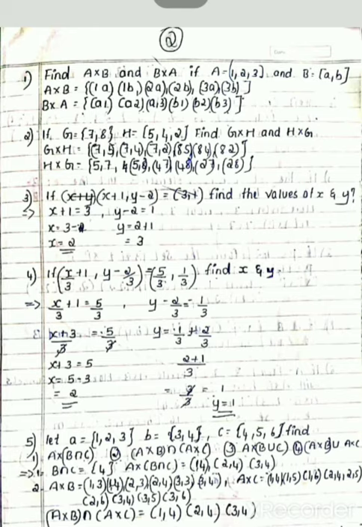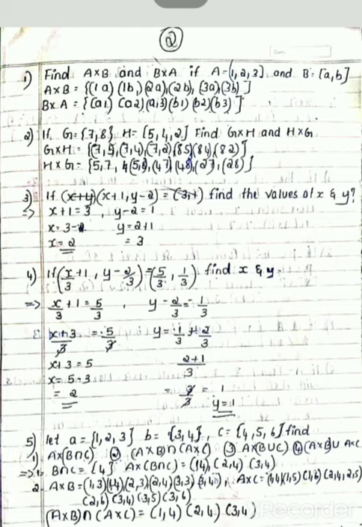So x plus 1 is equal to 3. On simplification, you will get x is equal to 2. y minus 2 is equal to 1. On simplification, you will get the value of y, that is 3. Similarly, the second one, you have a fraction there. Very similar. And moving on to the next problem, that is the fifth one.